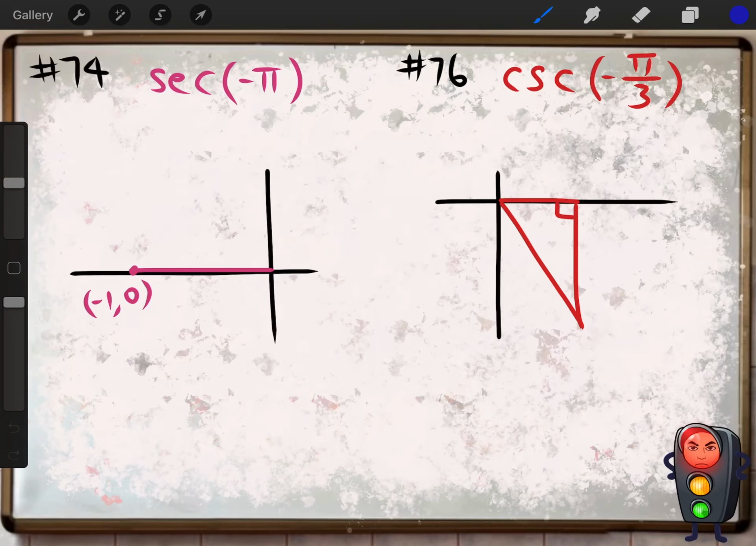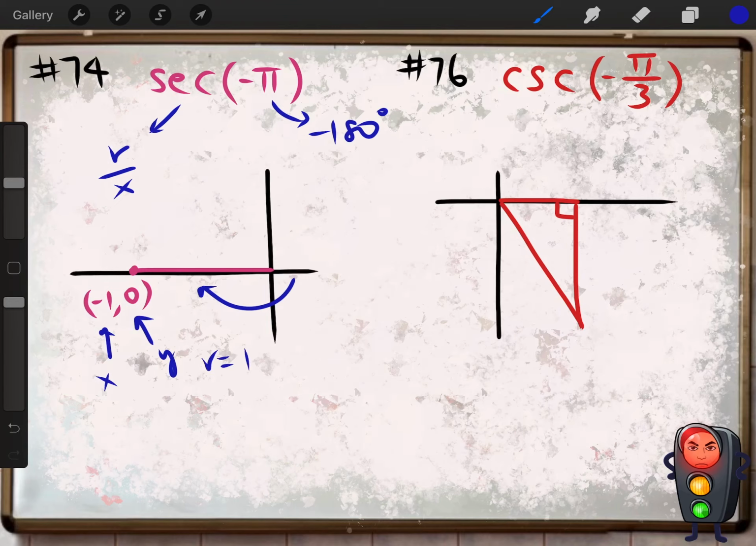Number 74, so secant is r over x. Negative pi is basically saying negative 180 degrees, which means your terminal side is on the negative x-axis. So you label negative 1 for x, y equals 0. So r is going to equal 1 in this case. So r over x is 1 over negative 1, so it's going to be negative 1.